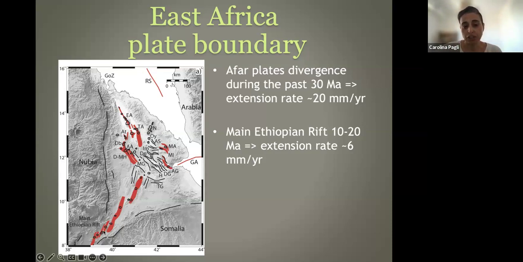The other sector, which is this one instead, is the portion that accommodates the extension between Nubia and Somalia, and this is younger. In fact, extension occurred in the past 10 to 20 million years, and the extension rate is also lower. It goes from 6 to maybe 5 millimeters per year, depending on which latitude you are, but much, much lower than what we see in Afar. And in fact, the topography testifies this. Afar is a big depressed area. Instead, the main Ethiopian Rift so far is a narrow rift.